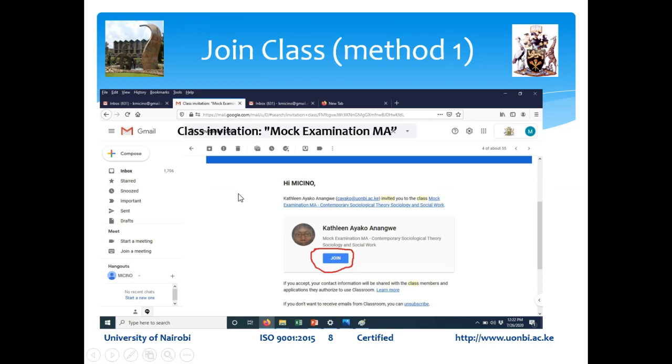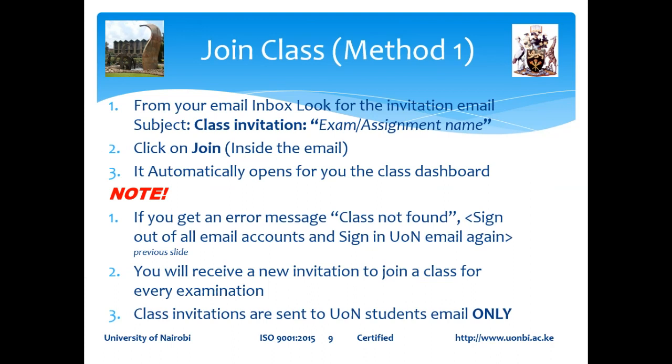There are two methods that you can join the classroom. You'll be sent a class invitation. For example, the one here, you will be sent an invitation like mock examination MA. Then you just click join via your inbox. That is method one. From your email, you look for the invitation email and the subject should be class invitation. If it is an exam, if it is just an assignment, or it's just a takeaway, just click on it. Click on join inside the email and it will automatically open the class dashboard.